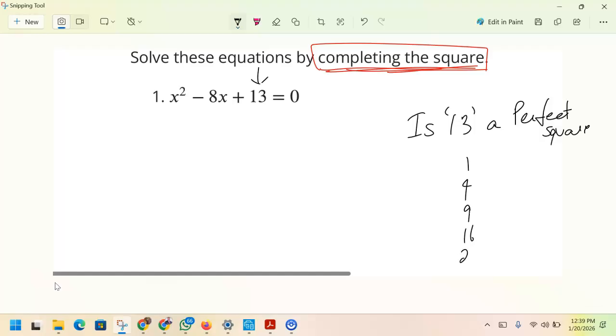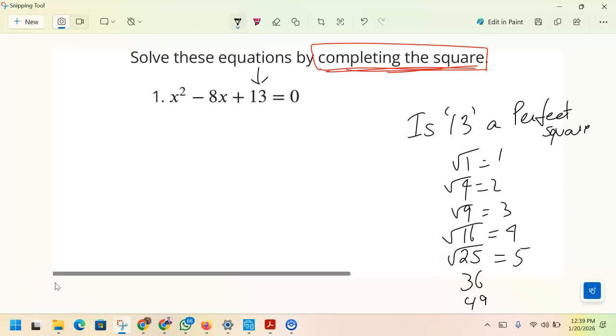These numbers are called perfect squares, and you know the reason, because if you take the square root of each one of them, the square root of 1 is 1, the square root of 4 is 2, the square root of 9 is 3. We all have this knowledge, and that's why these numbers are called perfect squares. So this 13 is not a perfect square. So can we get away with this 13 from the left side?